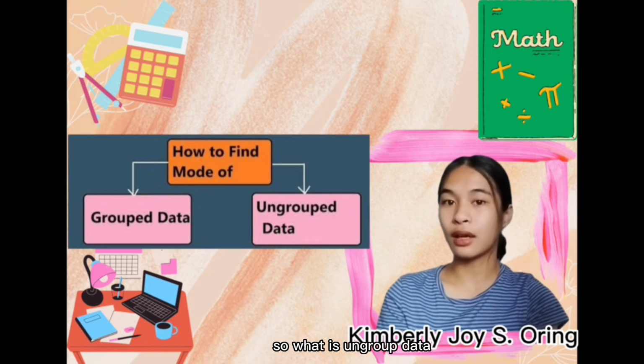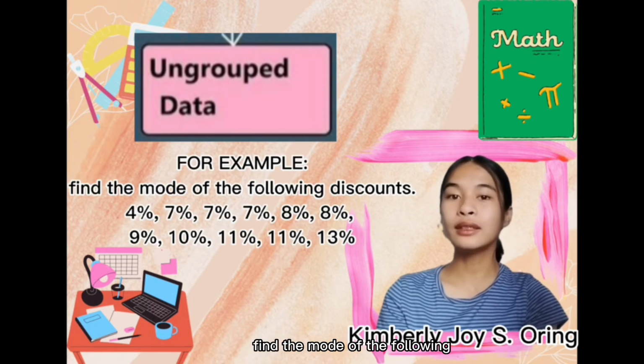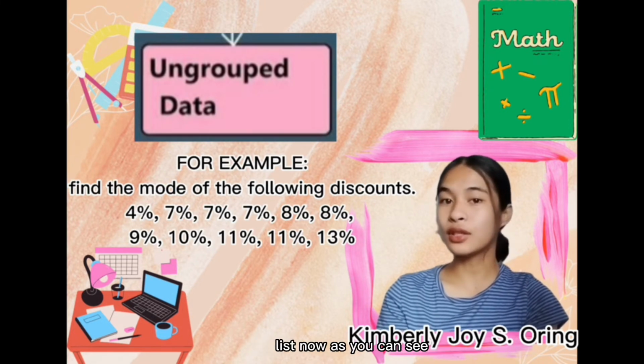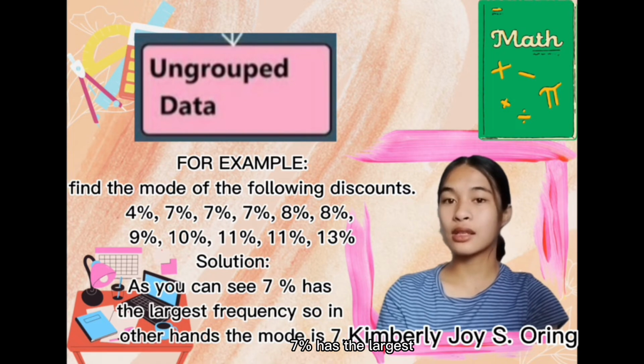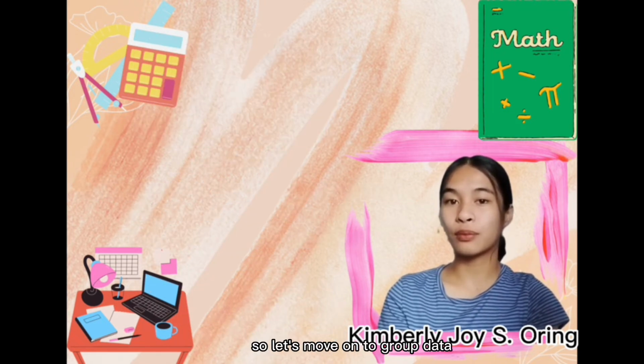So what is ungrouped data? You can find the mode of ungrouped data by mere inspection. For example, find the mode of the following. Now, as you can see, 7 has the largest frequency. So in other words, the mode is number 7. So let's move on to grouped data.